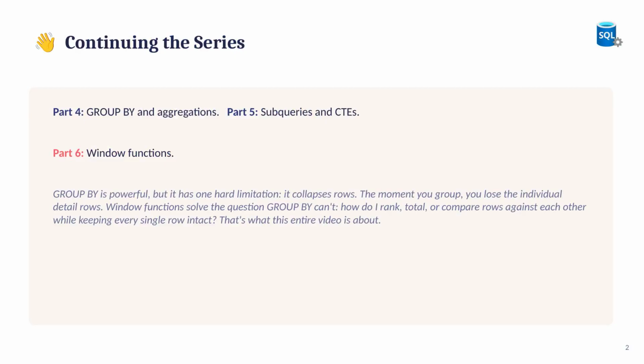Quick recap. Part 4 was group by and aggregations. Part 5 was subqueries and CTEs. Part 6, window functions. Group by is genuinely powerful, but it has one hard limitation baked into how it works. It collapses rows. The moment you group, you lose every individual detail row, you're left with just the summary.